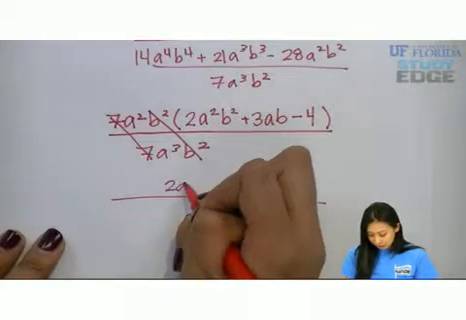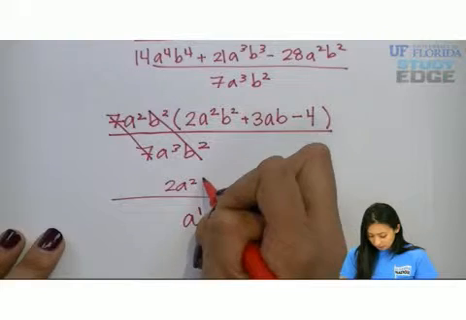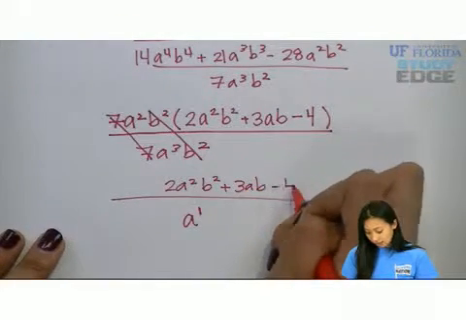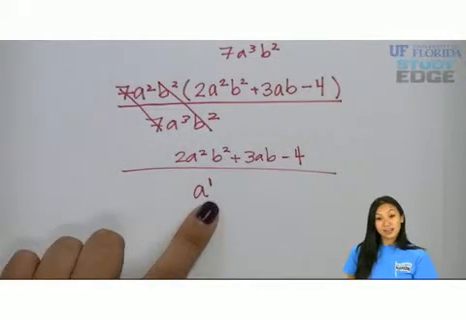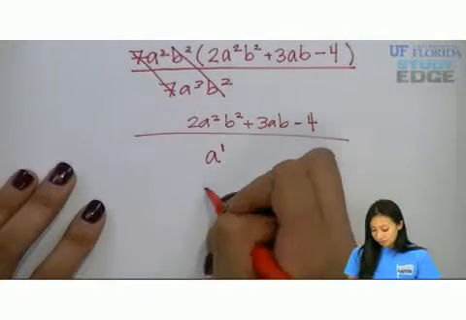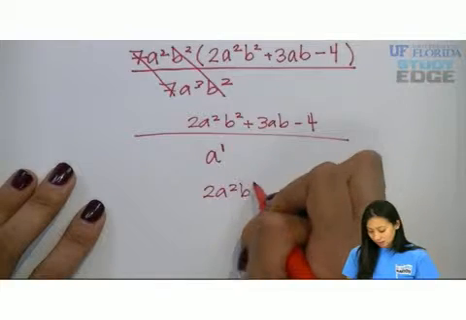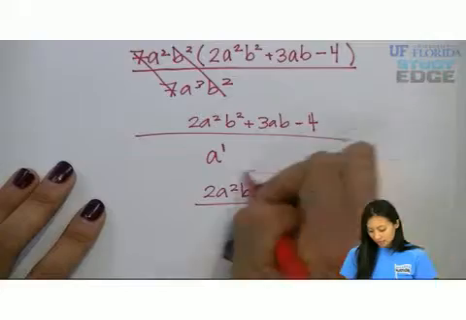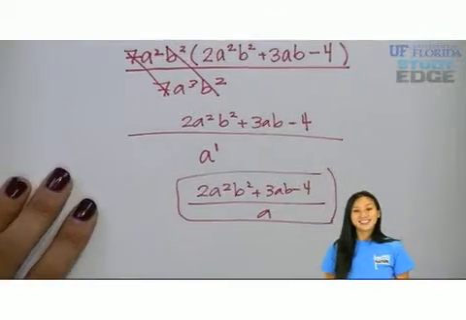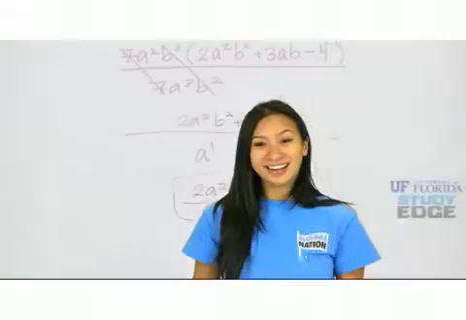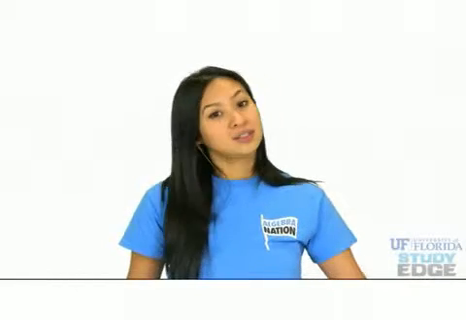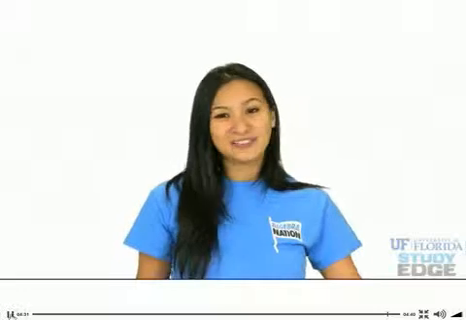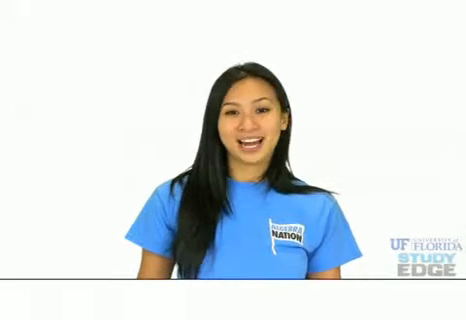And now I have 2a squared b squared plus 3ab minus 4. I don't have to write that invisible 1, so I could just say 2a squared b squared plus 3ab minus 4 all over a. And that is my simplest form. All right, these may seem a little difficult at first, but once you get the hang of it, it's just as easy as multiplying, dividing, adding, subtracting. That's it.